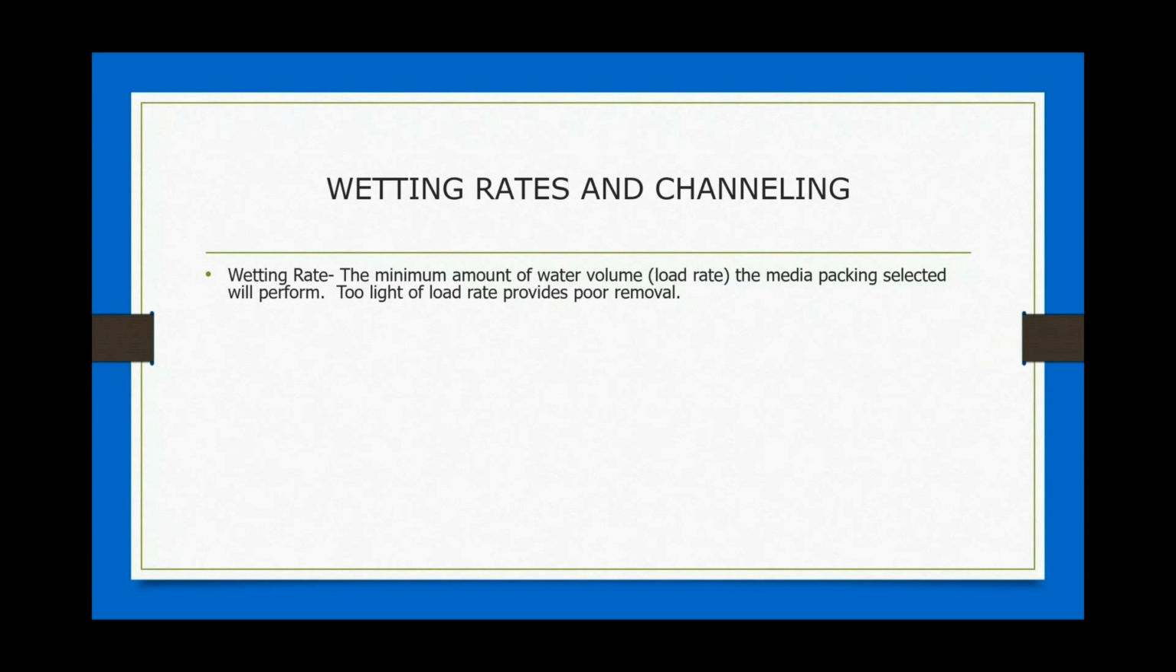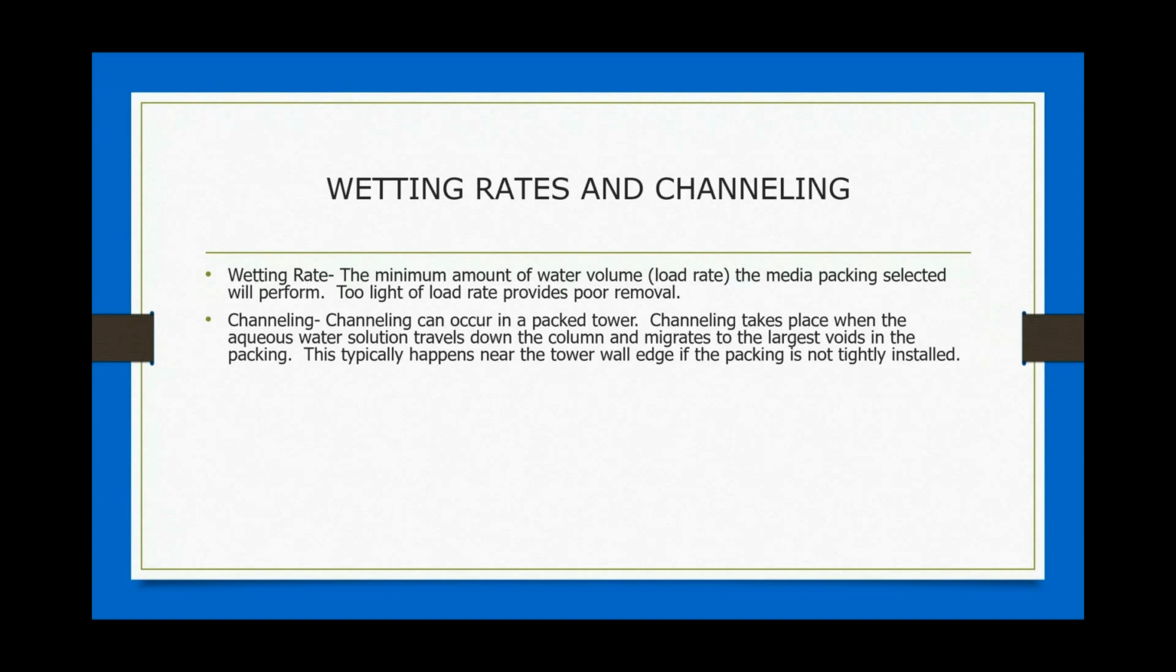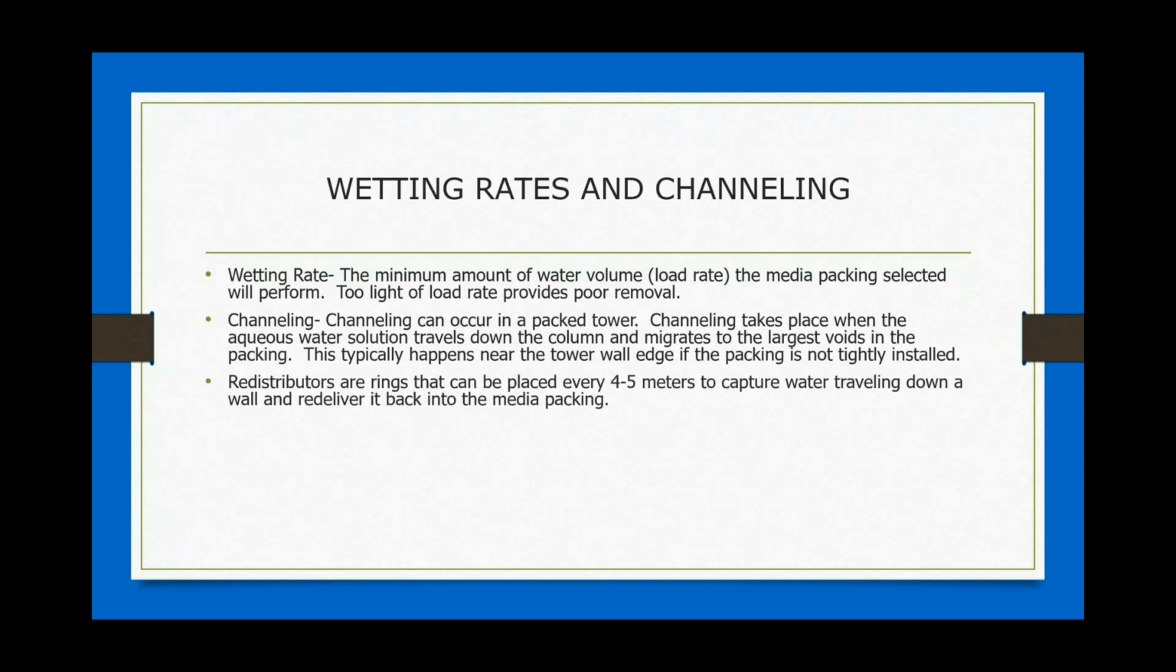in your tower. Channeling can occur in a packed tower. It takes place when the aqueous water solution travels down the column and migrates to the largest voids in the packing. This typically happens near the tower wall or the edge if the packing is not tightly installed. It can also happen if the tower is installed not level or not plumb. Water can migrate to a wall. And of course, channeling can occur, as I mentioned, at the very beginning in distribution.